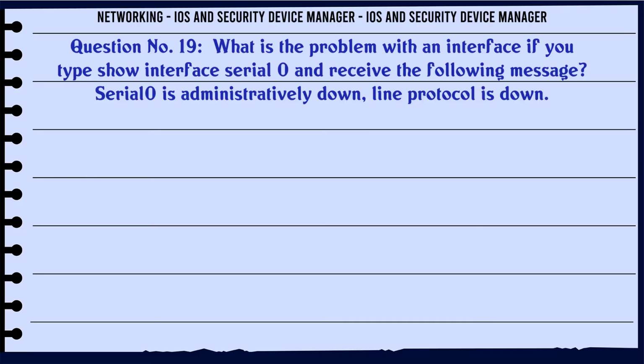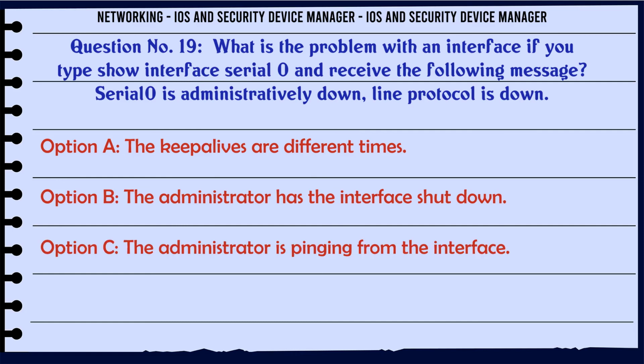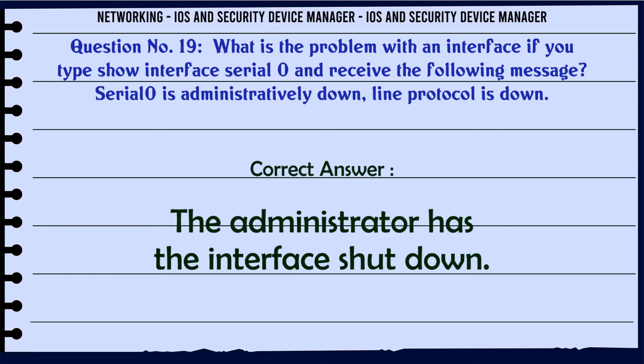What is the problem with an interface if you type show interface serial 0 and receive the following message: serial 0 is administratively down, line protocol is down. A. The clock rates are different. B. The administrator has the interface shut down. C. The administrator is pinging from the interface. D. No cable is attached. The correct answer is the administrator has the interface shut down.